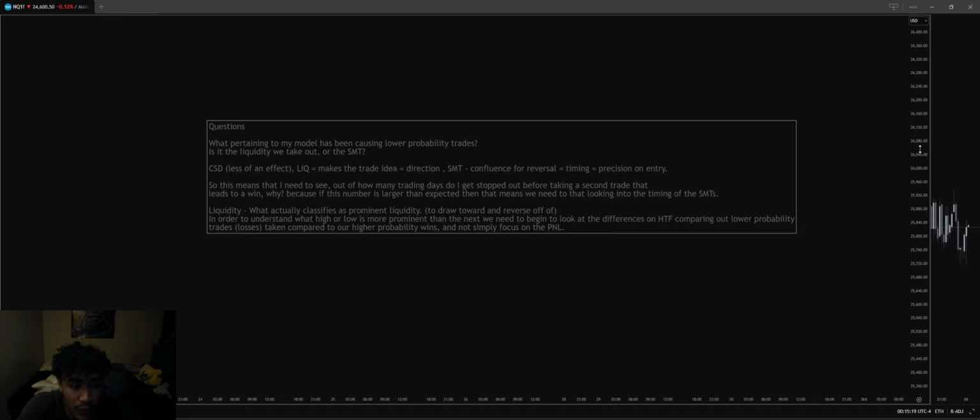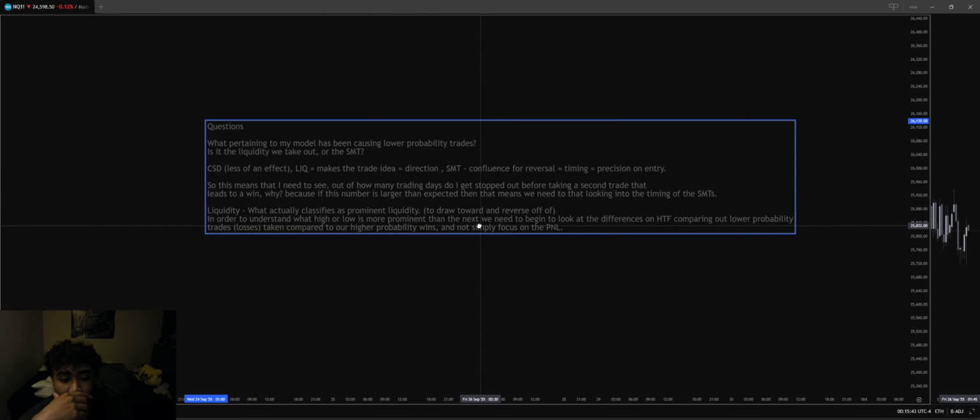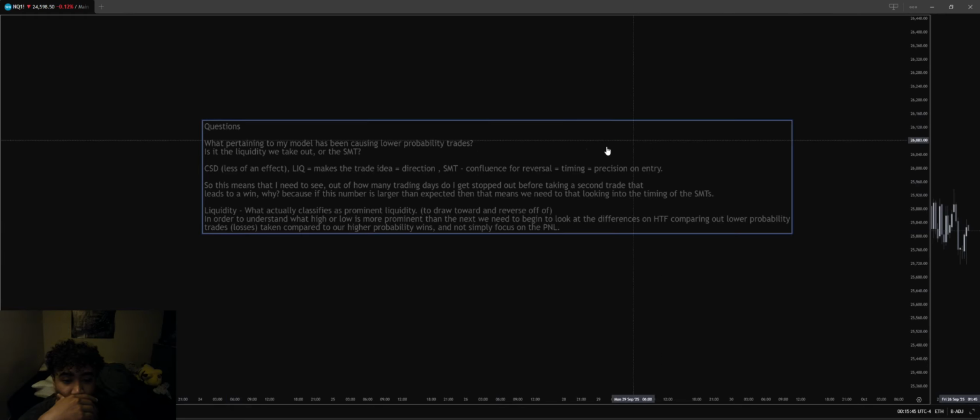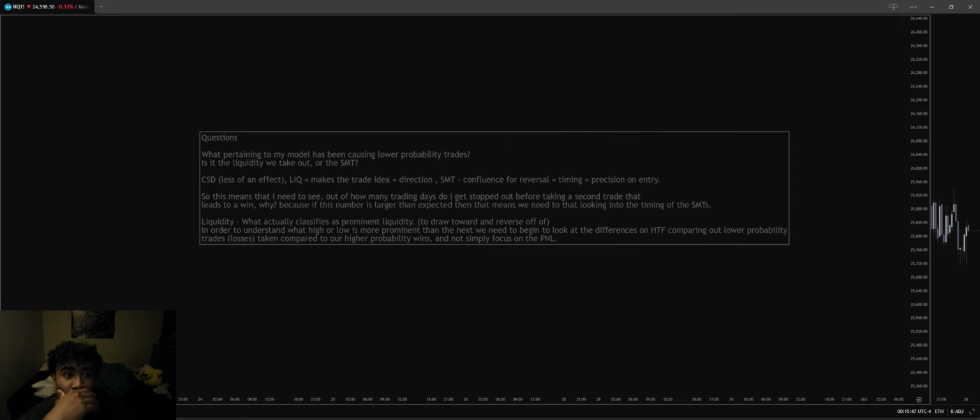Okay, so tomorrow we'll begin to look into SMTs. Liquidity will take a little bit more time because I want to make sure I fully understand what I'm looking at. I understand what I'm looking at with SMTs because we understand the timing, the precision of entry, and how to understand the statistics on our filtering for SMTs. But liquidity is still a little too broad for me. I need to break it down a little bit more. But yeah, that was today's review session.